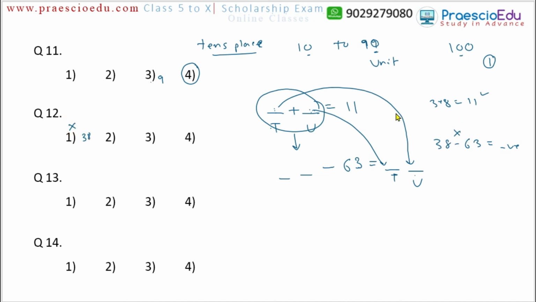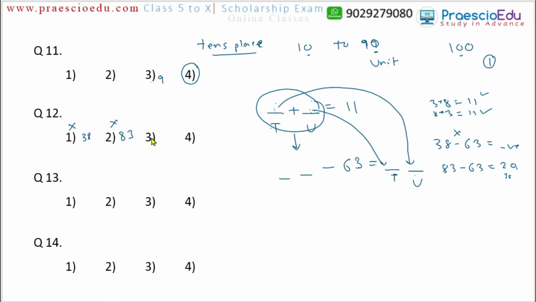Then 83. If we add the 8 and 3, 11 comes, so this criteria is fulfilling. And from the 83, if we deduct 63, there comes 20, which is not our previous number 38. We require the interchange, meaning 83 should give 38, but the answer comes 20, so this 83 is also not a correct number.